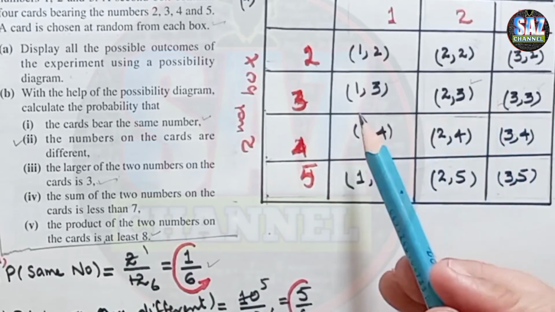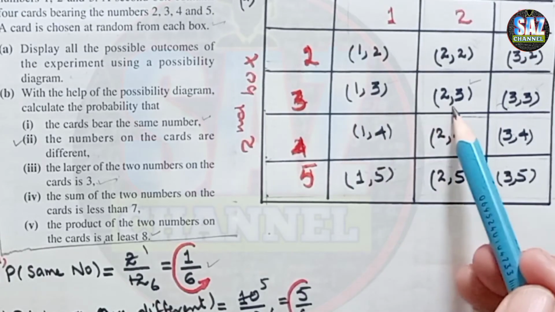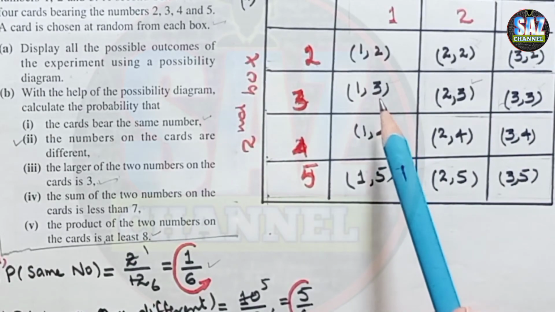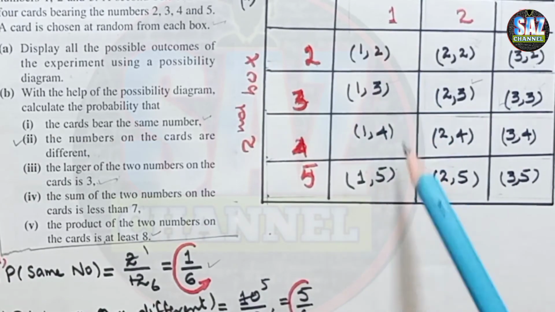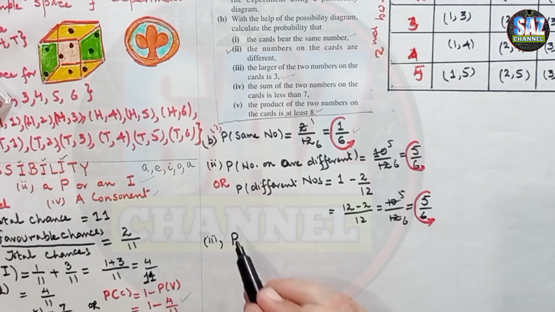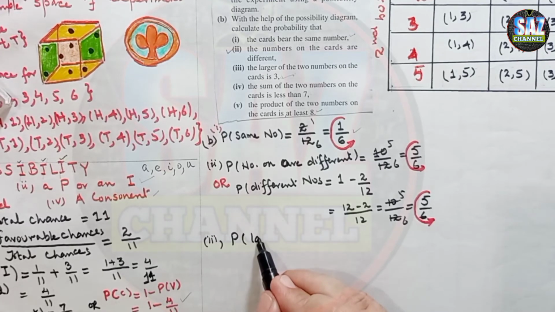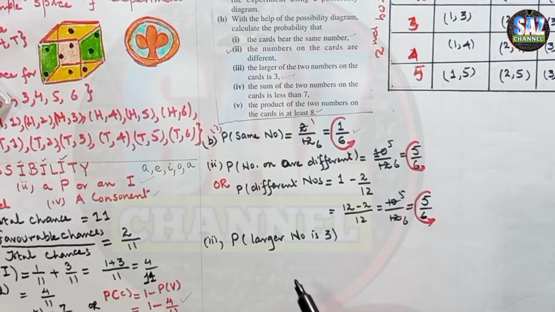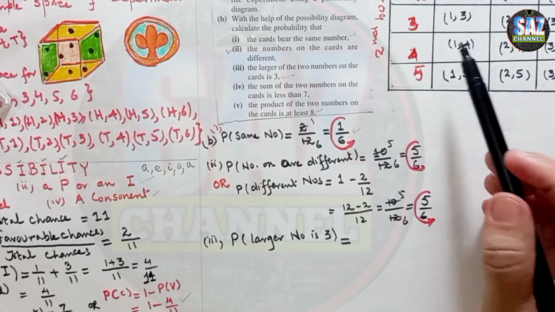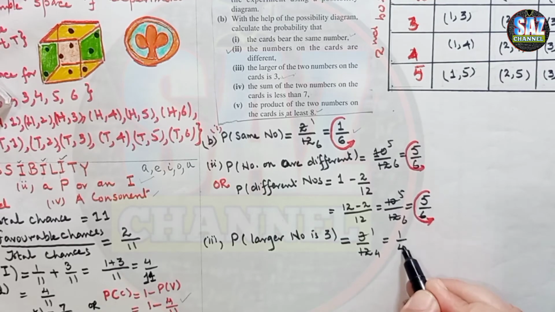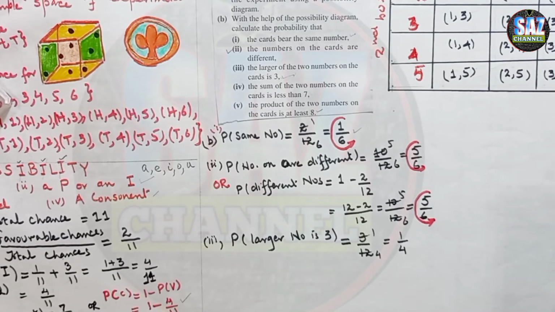So how many chances are there? 1 with 3, 2 with 3 and 3 with 2. I don't think we have the chance of 3 with 1; we have the chance 1 with 3 only. So the third part is the probability that the larger number is 3. The favorable chances for this situation are 3 by 12, 3 ones are 3 and 3 fours are 12, so 1 by 4. I hope you are clear about this situation.